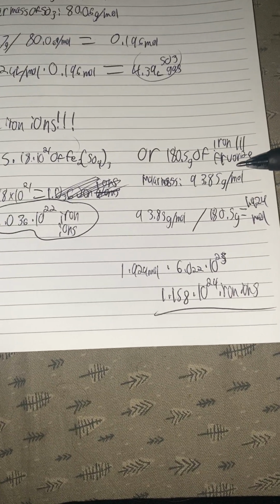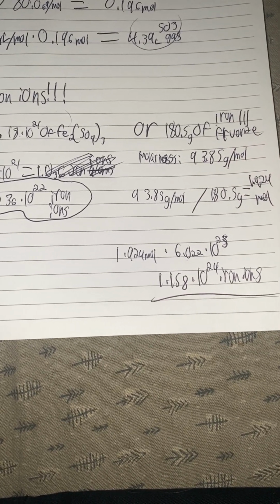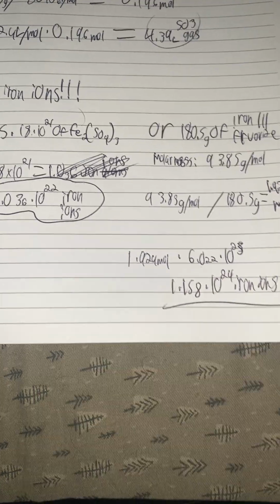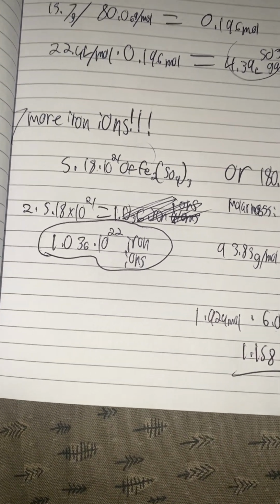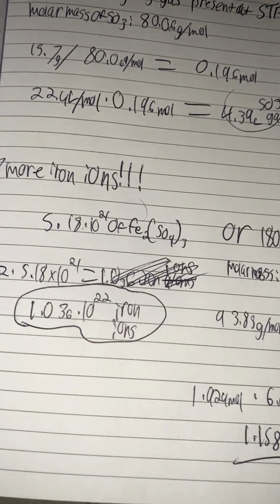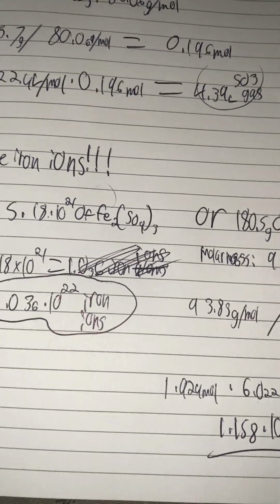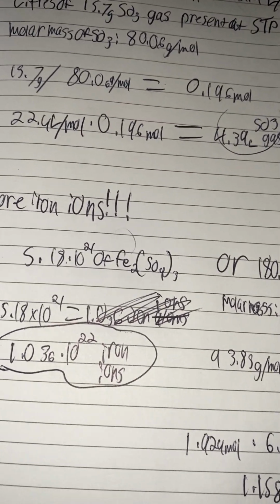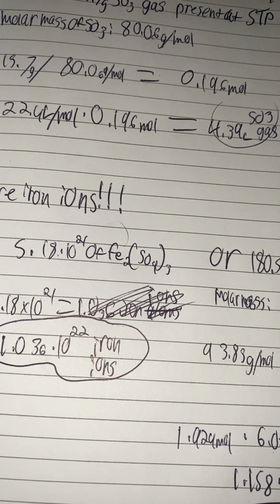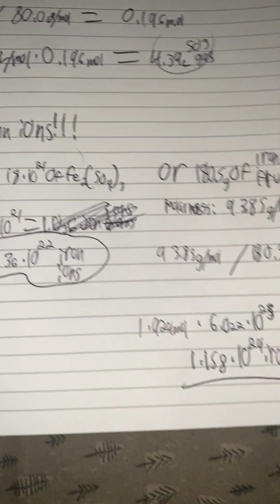So we can see that the 180.5 grams of iron fluoride has more iron ions present than 5.18 times 10 to the 21st particles of iron 3 sulfate. Wait, I'm sorry, iron 2, no, yeah, iron 3 sulfate. Yes, so this one would have more.